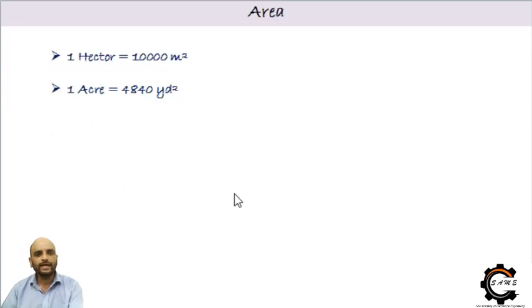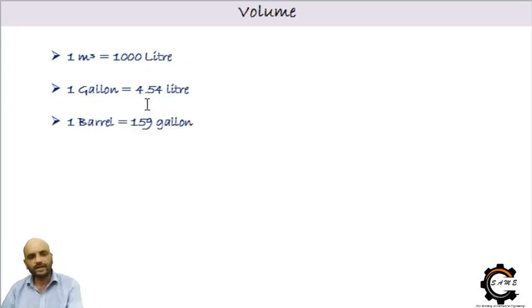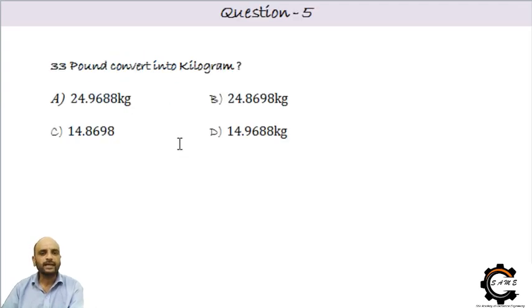So now the area, right? If 1 acre is equal to 10,000 meter square, right? So 1 acre is equal to how many square yards? Okay, 4840 square yards, right? And if I convert the volume, for one cubic meter there are 1000 liters, right? 1 gallon is 4.54 liters. One barrel is equal to 1.9 gallons, right?